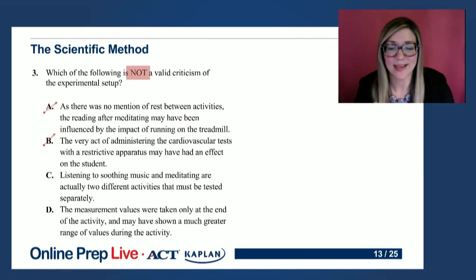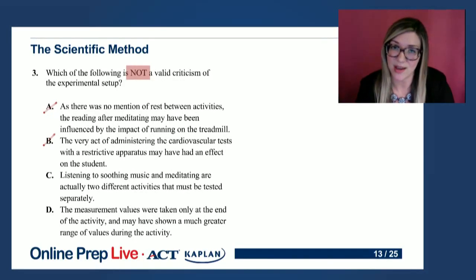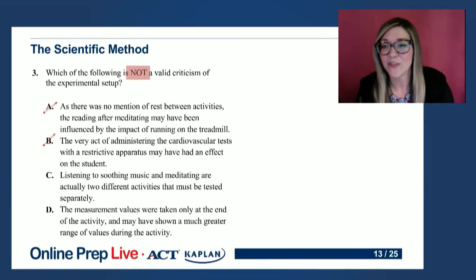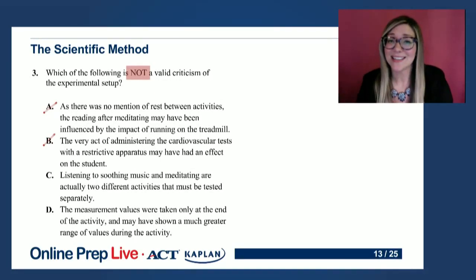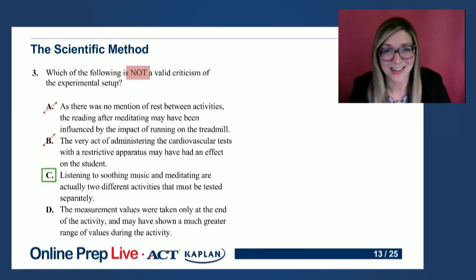Take a look at answer choices C and D, our two remaining answer choices. C says, listening to soothing music and meditating are actually two different activities that must be tested separately. Well, let's ask ourselves, what were they trying to do in this experiment? They were trying to get a baseline. They were trying to have someone exercise. Then they wanted to bring them to an even more resting state. So soothing music and meditating were both used for the same goal. Because they had the same goal, we would not consider them two different activities. So C is not a problem. Because C is not a problem, it is our correct answer.